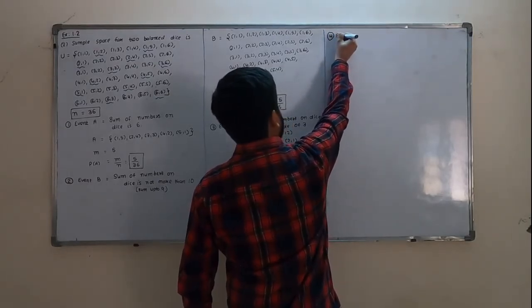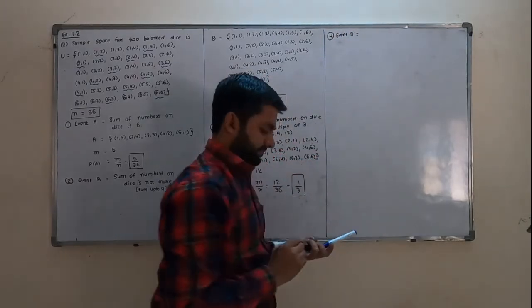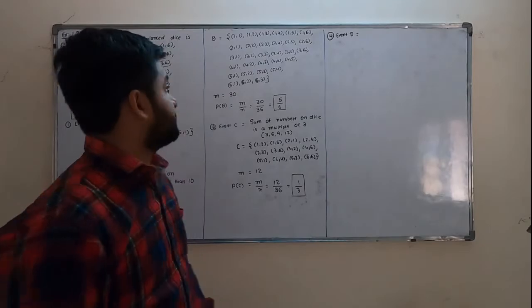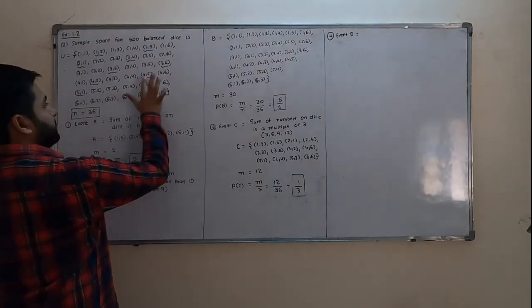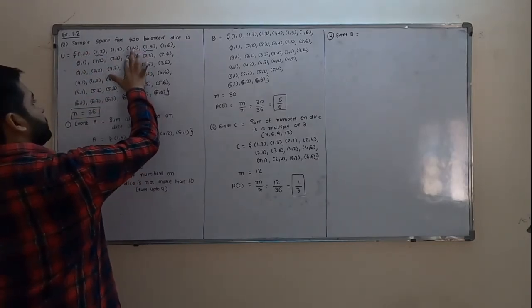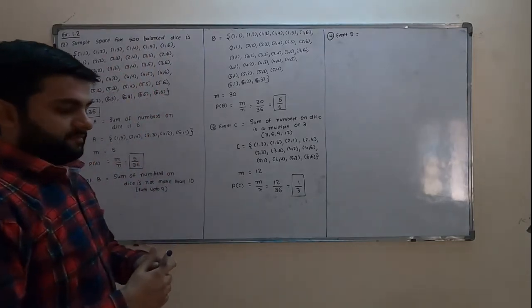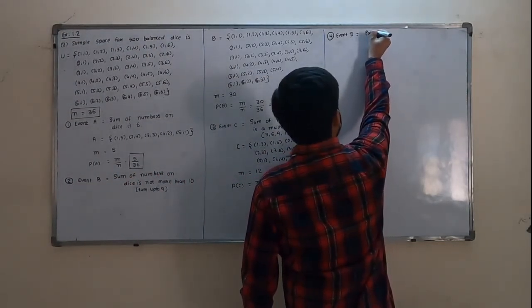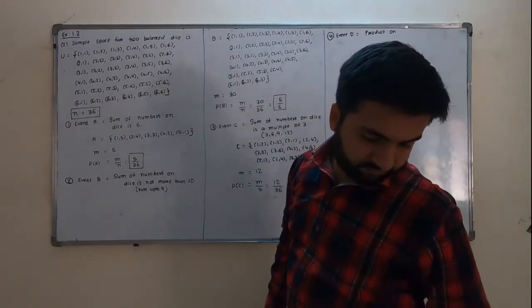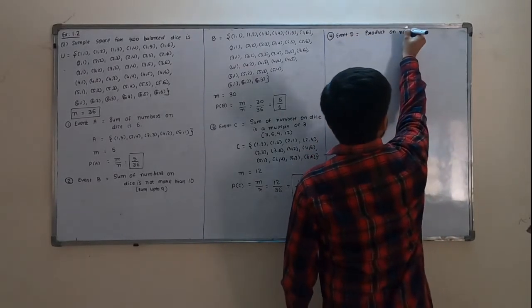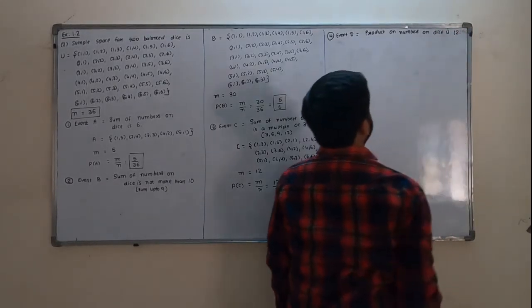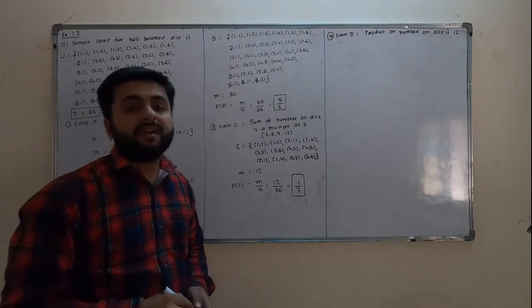Number 4, event D. Product of numbers on the dice is 12. Okay. Product of numbers on dice is 12. Now we don't have to check the sum, we have to check the product.